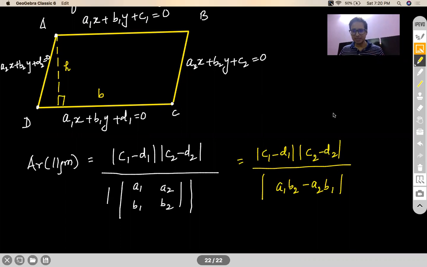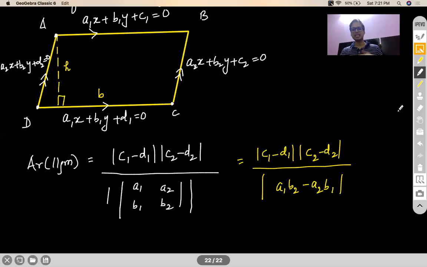Why do you take C1, C2, D1, D2 the way you did? See, that is up to me, right? I can take C1, D1, C2, D2. But what is important here, Hariharan, is I have taken A1, X1, B1, Y1 for both these parallel lines. So these two lines are parallel, remember. I have taken my coefficients of X and Y to be the same in these two parallel lines, and I varied the constants.